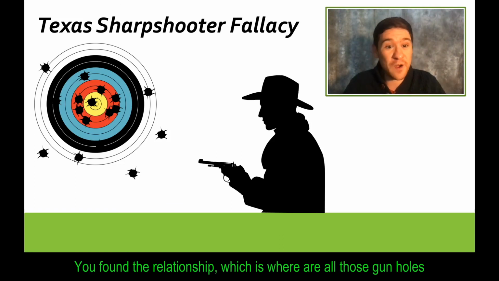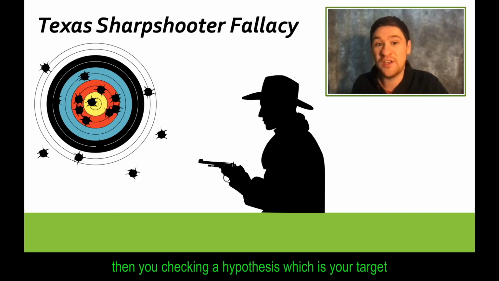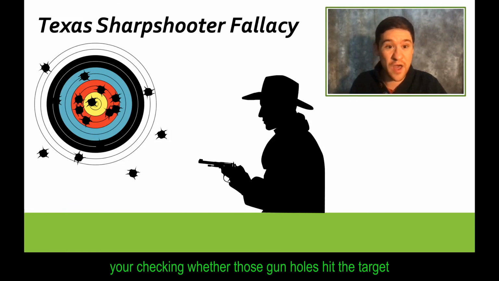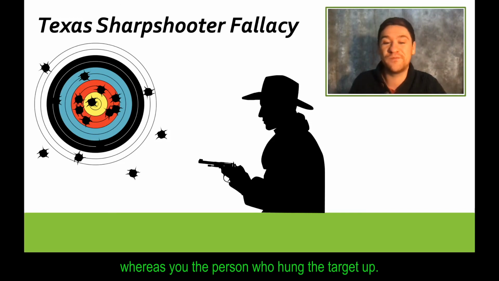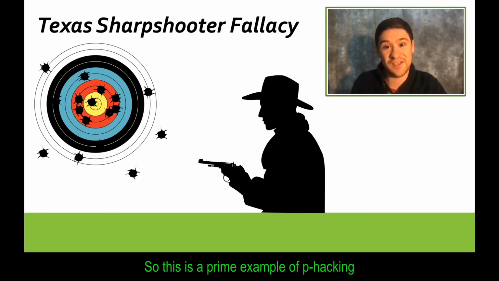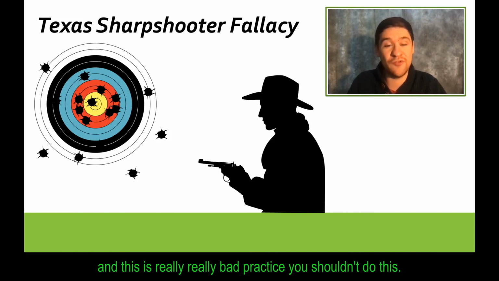You found the relationships, which are the gun holes. Then you're checking a hypothesis, which is your target. You're checking whether those gun holes hit the target, where you're the person who hung the target up. So this is a prime example of p-hacking, and this is really, really bad practice.